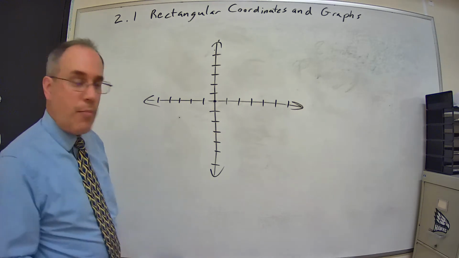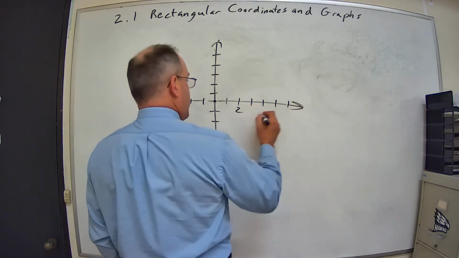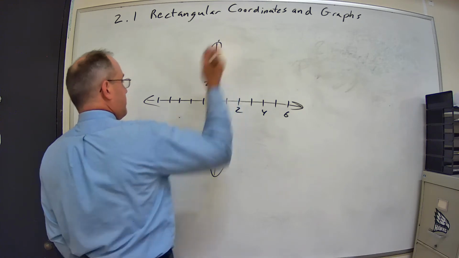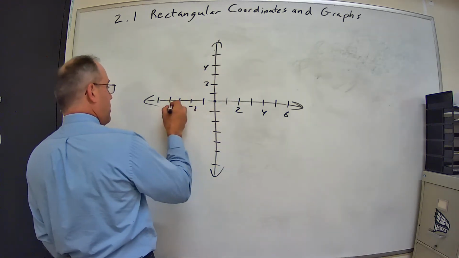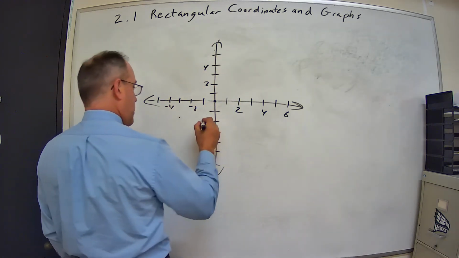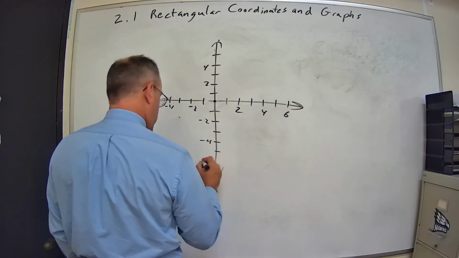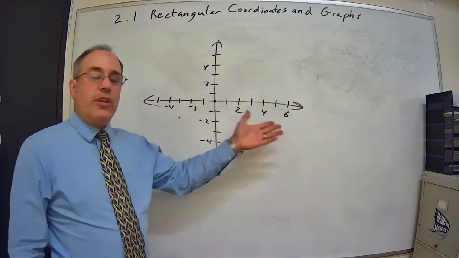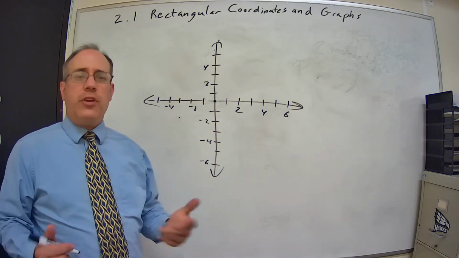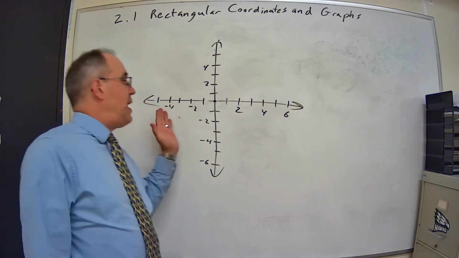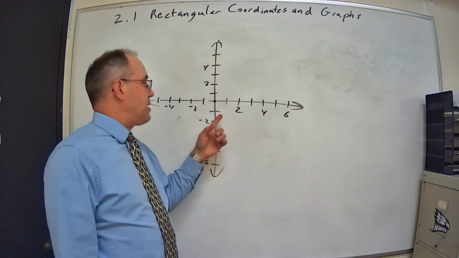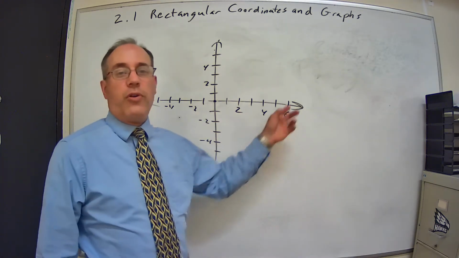And I'm going to number these 2, 4, 6, 2, 4, -2, -4, -2, -4, -6. Whenever you're numbering your axes, just like when numbering a number line, you should have consistent indices. In this case, I counted by 2, 2, 4, 6.